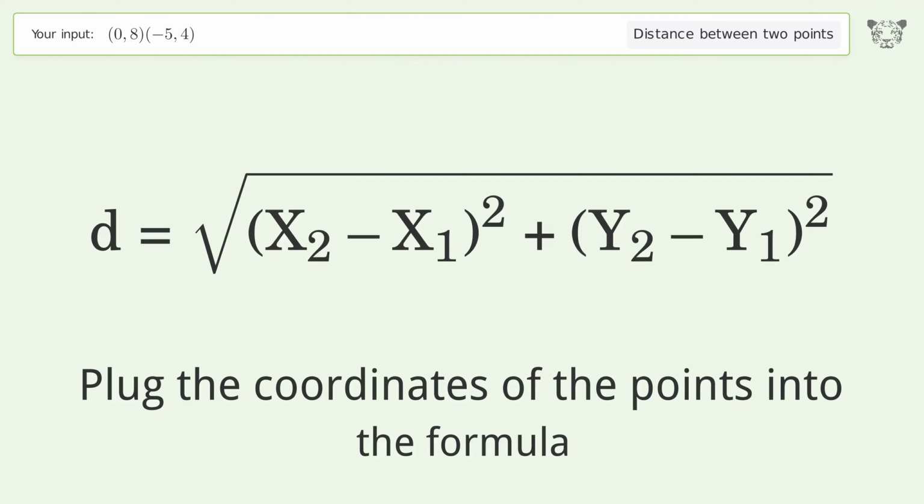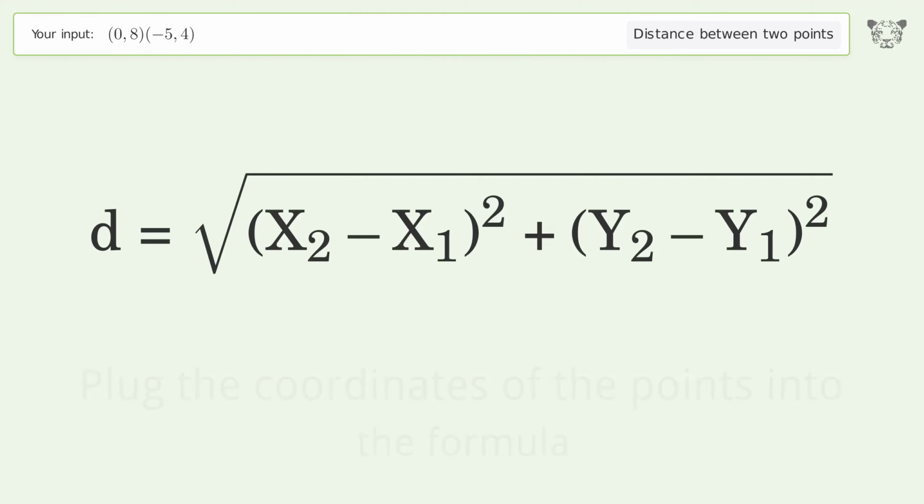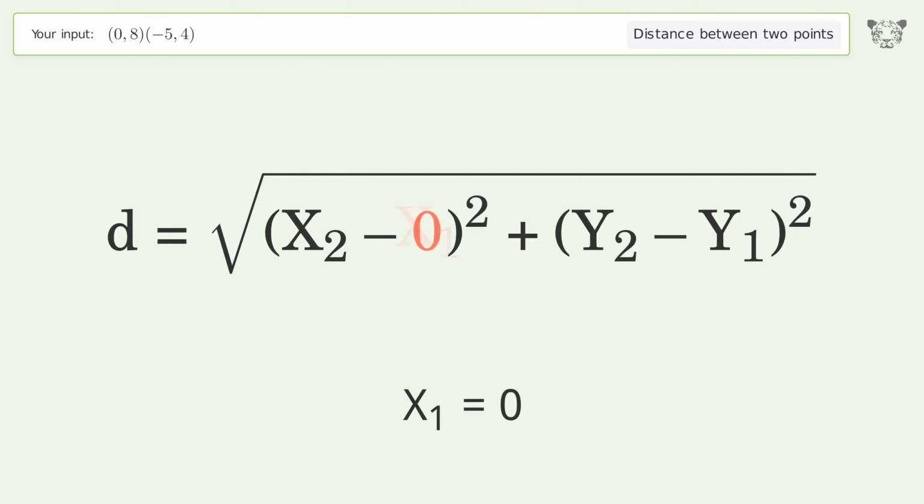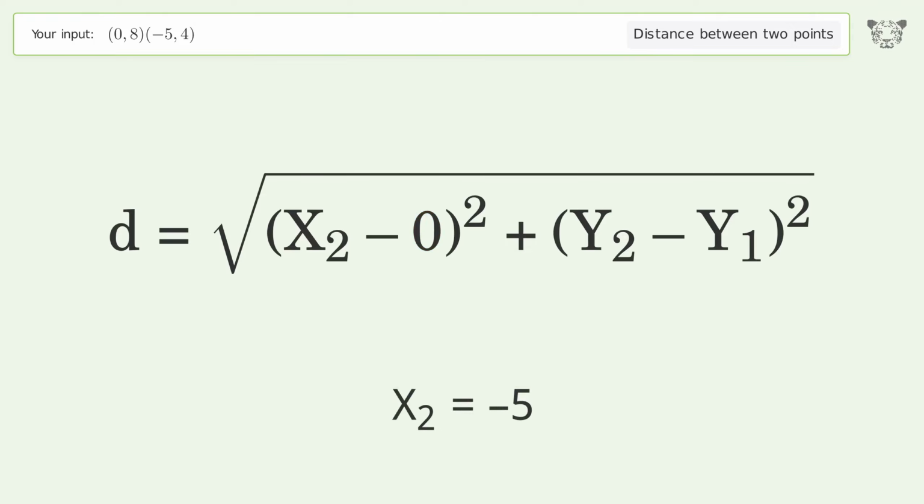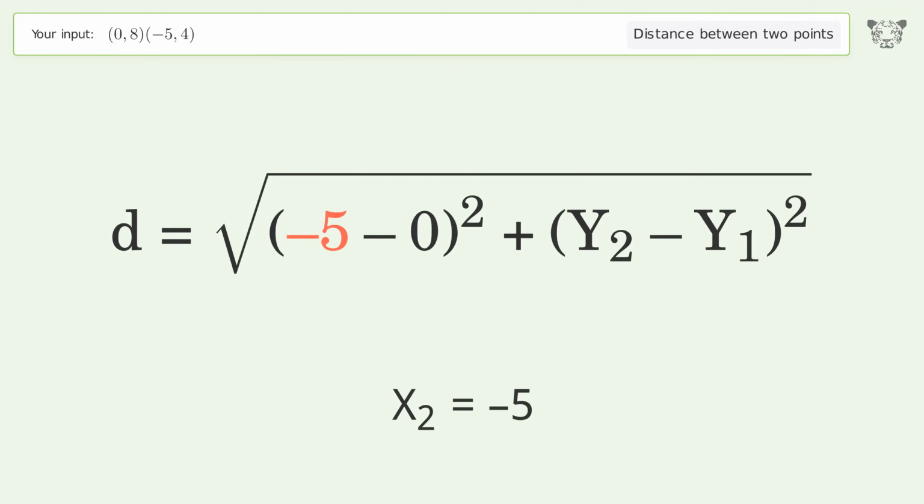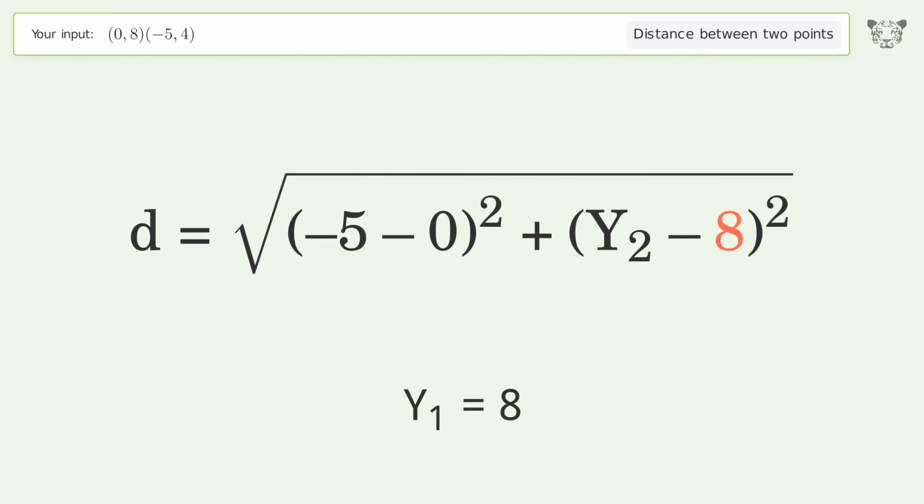Plug the coordinates of the points into the formula. x1 equals 0. x2 equals -5. y1 equals 8. y2 equals 4.